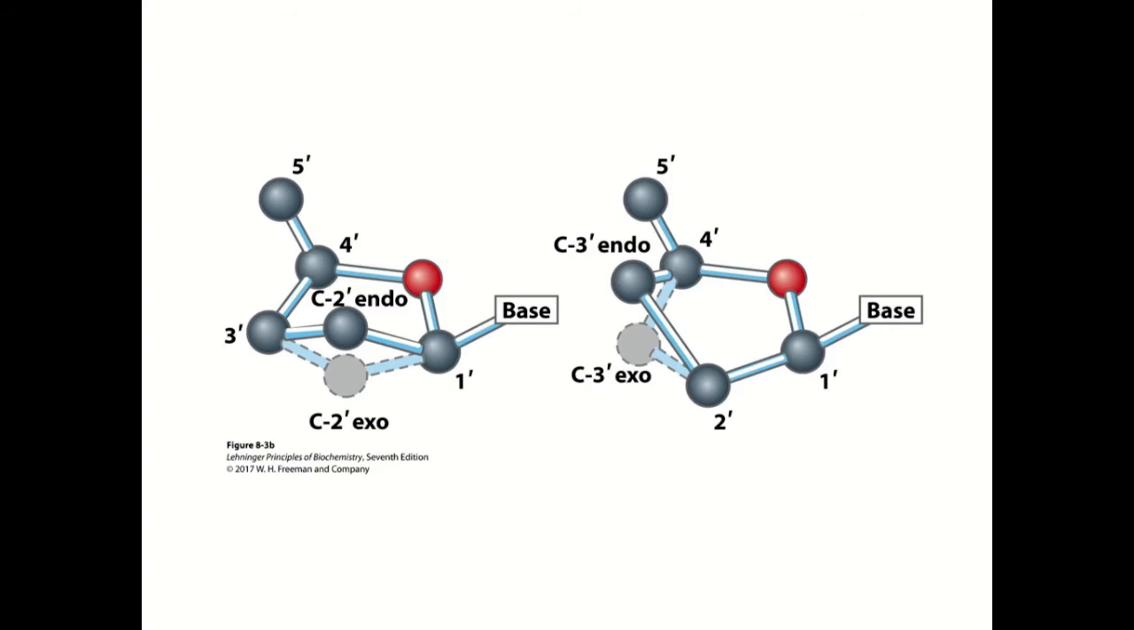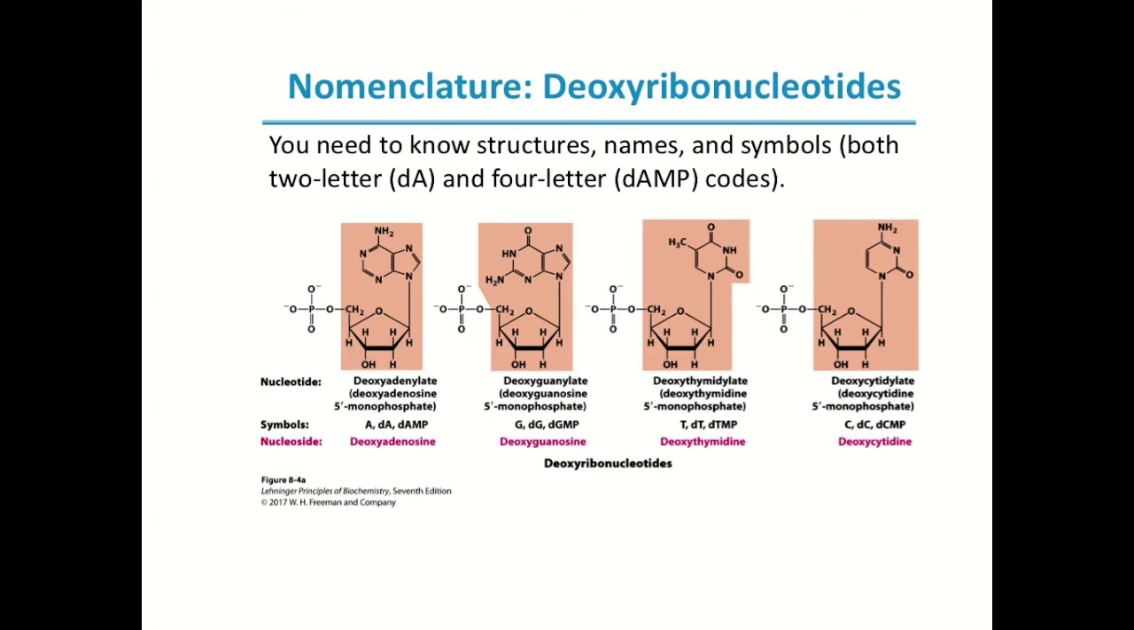That pentose ring can actually adopt what are called puckered conformations, where this carbon can either be a little bit above or a little bit below the plane of the sugar molecule. Here are the structures, names, and symbols for the deoxyribonucleotides. So notice it's deoxy because there's no OH group here. So it's lacking an OH group.